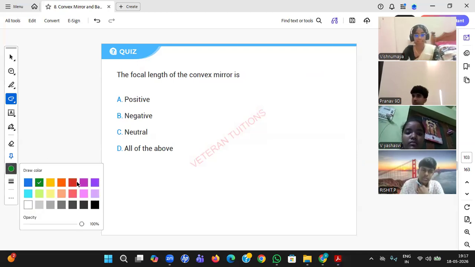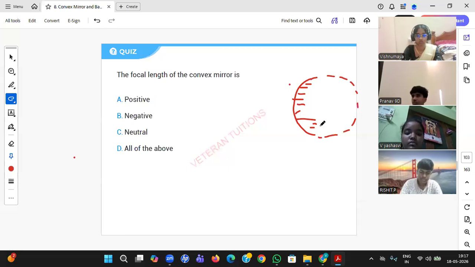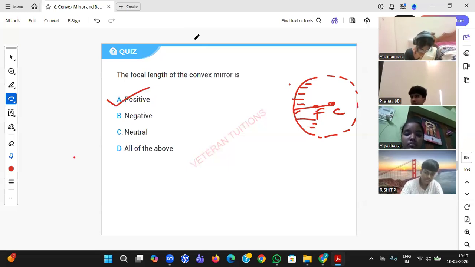obviously this is just opposite, right? Yes, student. Okay, so convex is something like this. Inside it is painted, but when you draw the sphere, it is something like this. So focus will be right side, center will be right side, focus will be right side. So it is right side, positive. If you remember this logic, then you will not forget things.